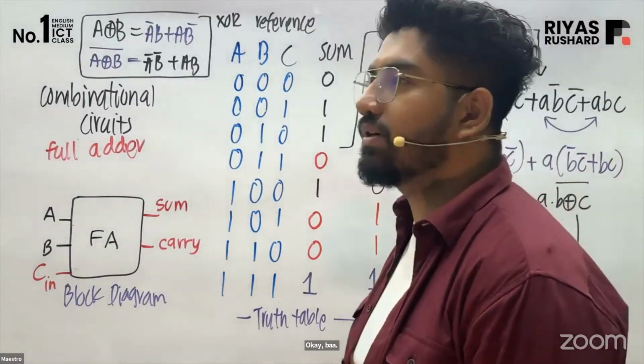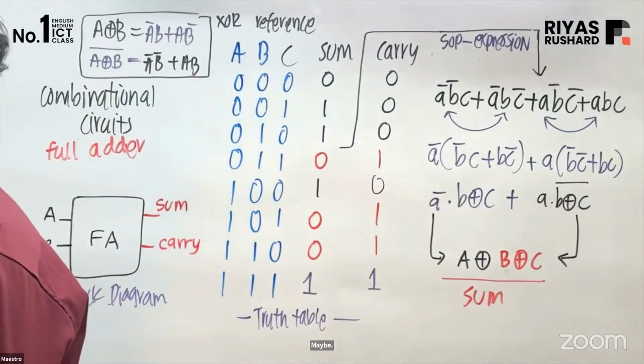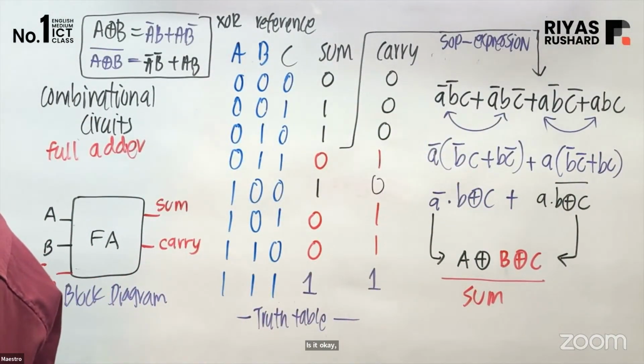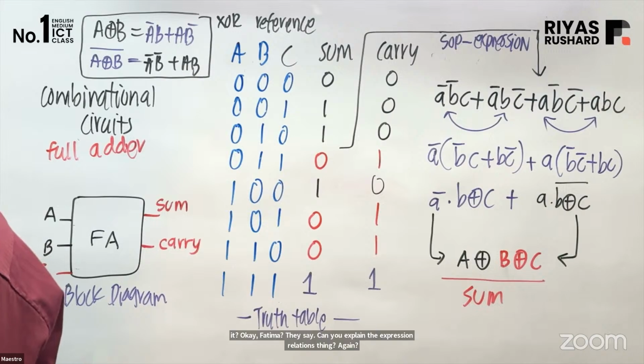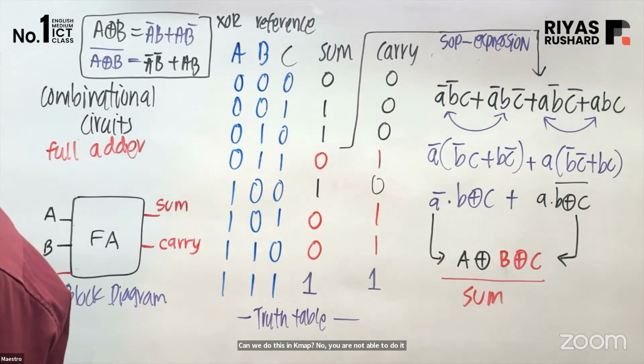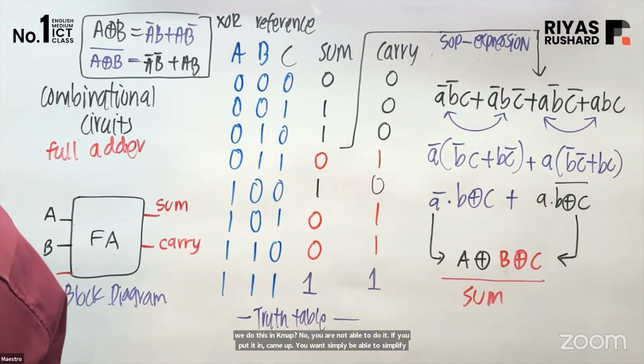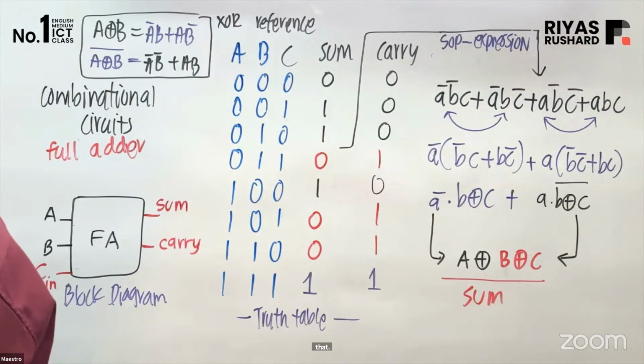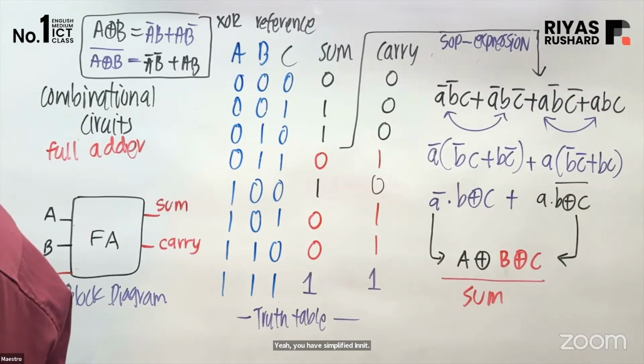Is it okay, Fatima? Zaid, can you explain the expression relation again? What is the relationship between both? Can we do this in a K-map? No, you are not able to do it. If you put it in a K-map, you won't be able to simplify that. This can only be done using laws. So can you explain the full part, that's sum and the carry part in the truth table? Couldn't understand it.